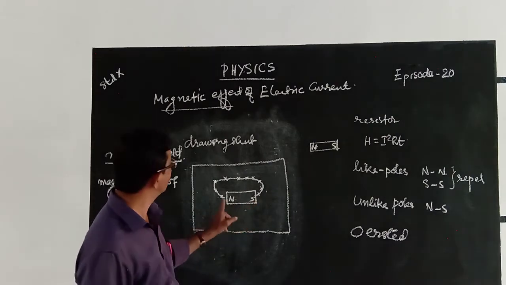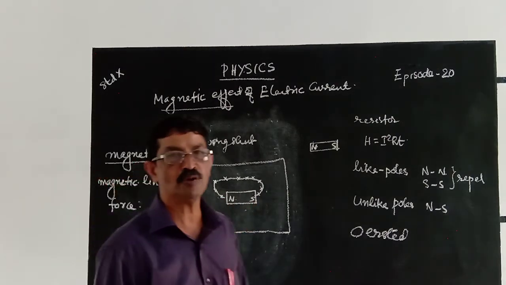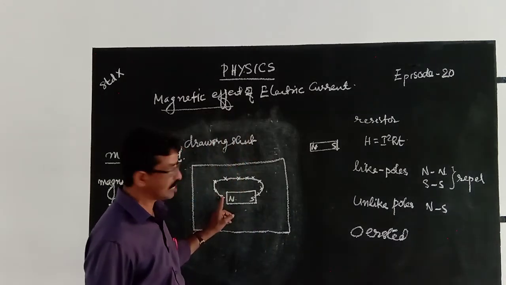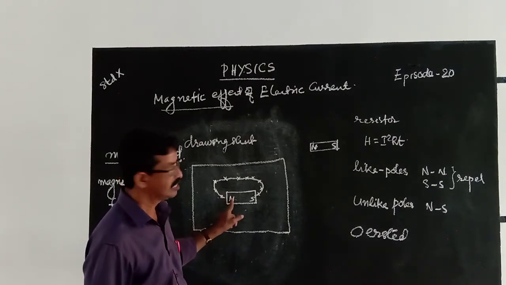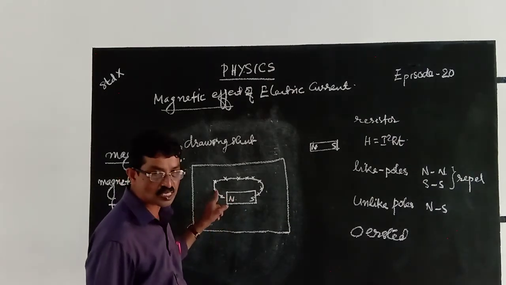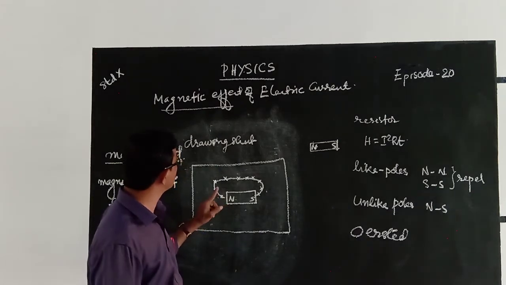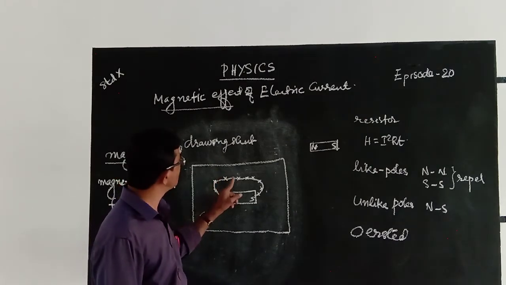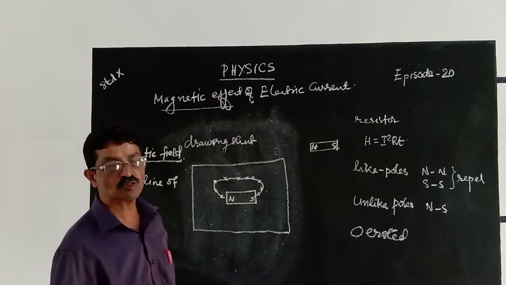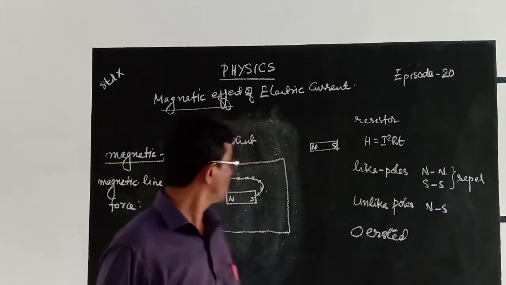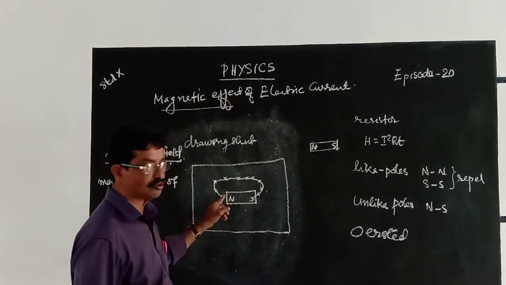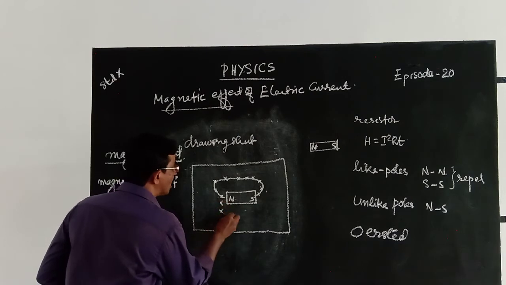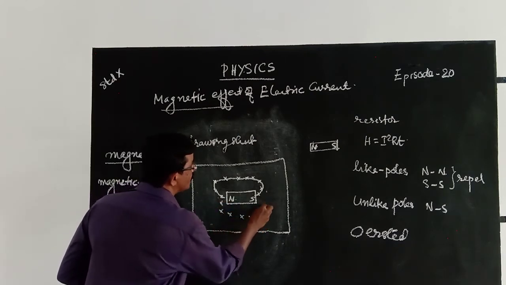Then bring a compass near the north pole of this bar magnet. Then you can see its south end is pointing towards north, and we mark the north point. Move the compass to this point, mark the north again, and repeat this process until it comes to the south. So we get one magnetic line of force. In this way, when we draw again, we get another magnetic line of force.